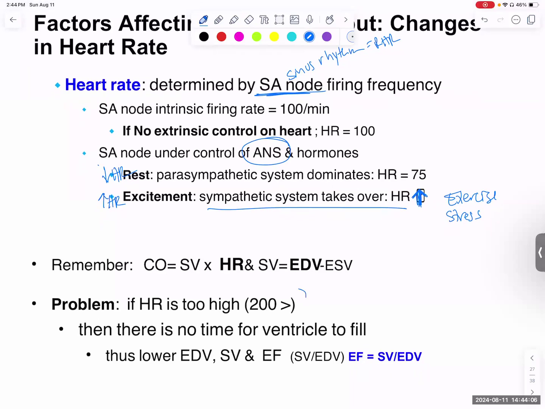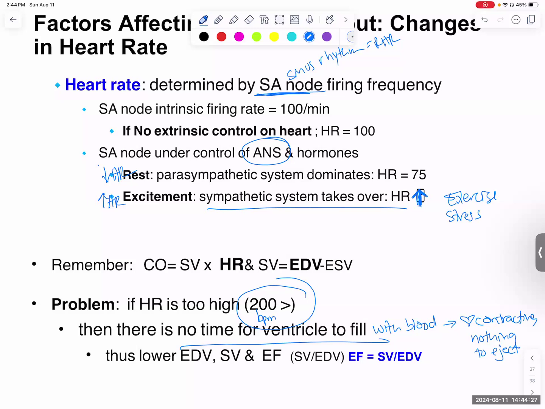If heart rate gets too high, though, over 200 beats per minute, there is no time to fill the ventricles with blood. And so the heart's contracting, but there's nothing to eject, right? You don't have any blood to eject because it has contracted so continuously that there's no rest time to fill it. There's no time to fill with venous return. So it's contracting nothing. That decreases end diastolic volume the faster your heart rate goes. And that causes stroke volume to decrease and ejection fraction to decrease. So that's no good.